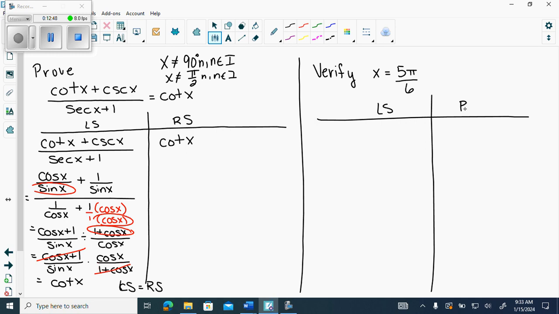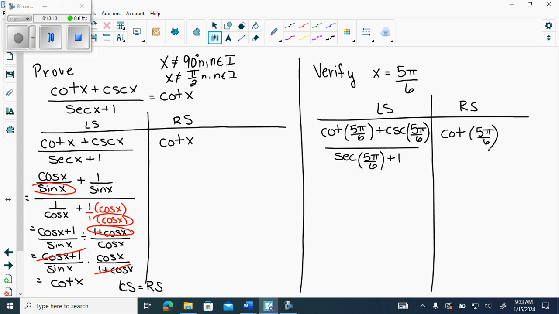So your first step is to fill in. So you get cotan of 5 pi over 6 plus cosecant of 5 pi over 6 over secant of 5 pi over 6 plus 1, over cotan of 5 pi over 6. So that's your 0.5 marked, right?